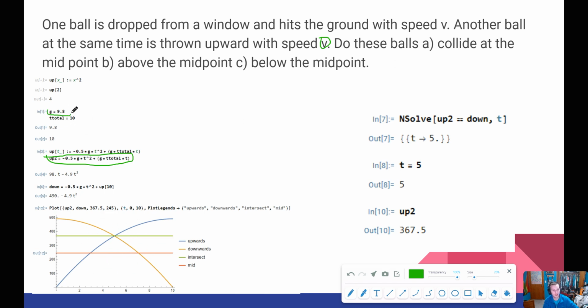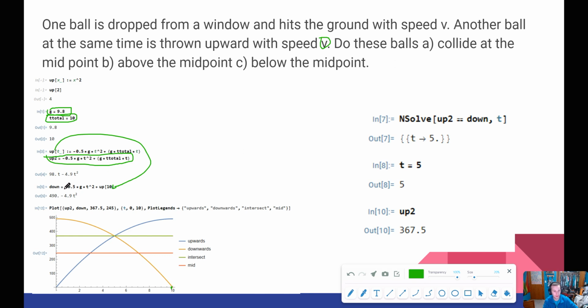So up here I just defined what g is, and I defined what our total time is going to be, the total time to hit. The orange one is the downwards ball, so at 10 seconds, that's when it hits the ground. So that's our total time. We have this top equation, which I needed because I need to plug in what the value of this is at 10 seconds. Whoops, I need to plug in this function right here.